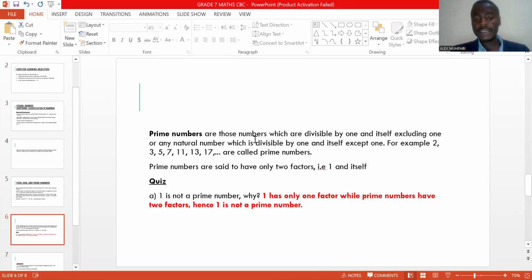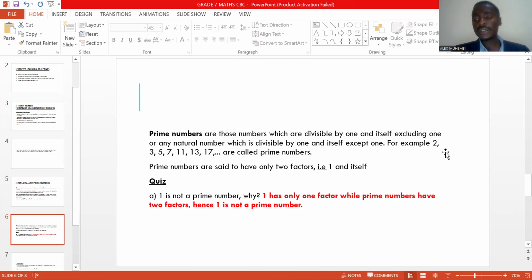So like in our case here, we had 2. We can divide 2 by 1, we can still divide 2 by itself. We can divide 3 by 1, we can still divide 3 by itself. So we are seeing that the prime numbers are divisible by 1 and itself. And we are saying that in this case, you can see 1 is not a prime number. We did not start with 1.